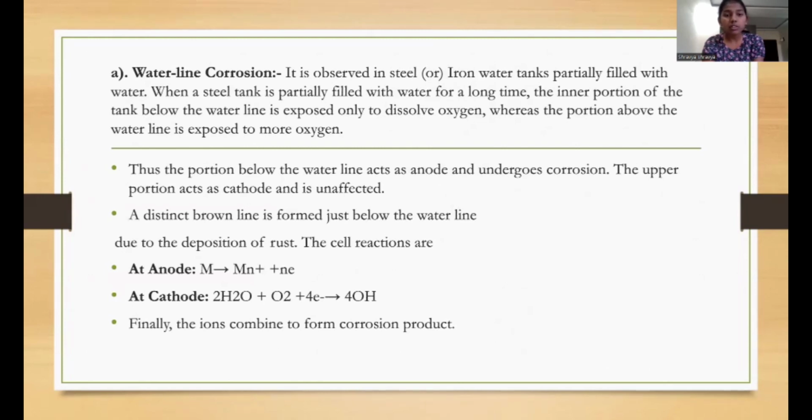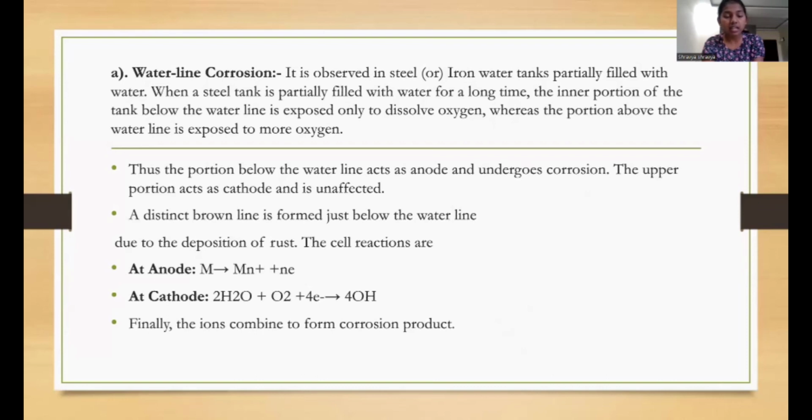Here, the portion below the waterline acts as anode and undergoes corrosion. The upper portion acts as cathode and it is unaffected. A distinct brown line is formed just below the waterline due to the deposition of rust.